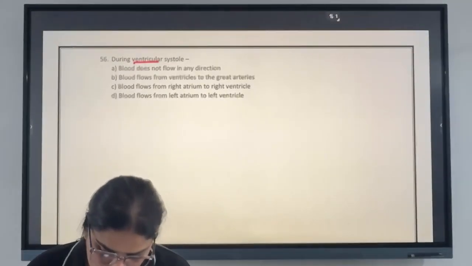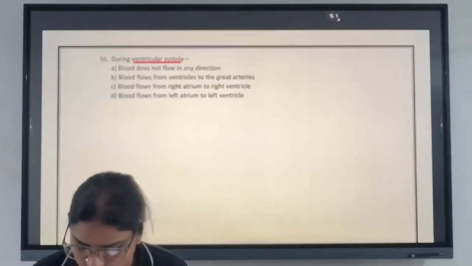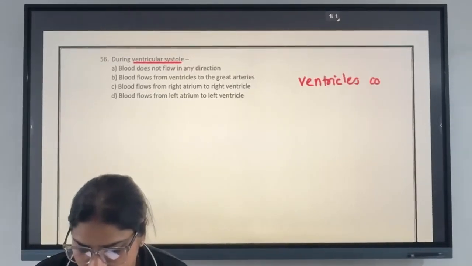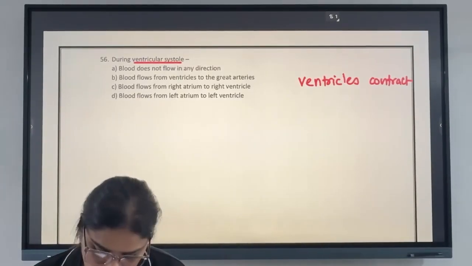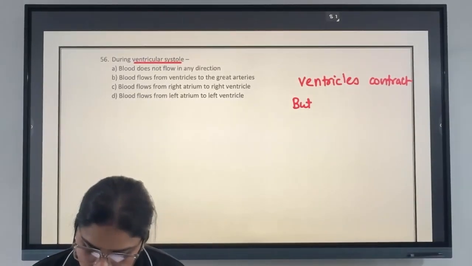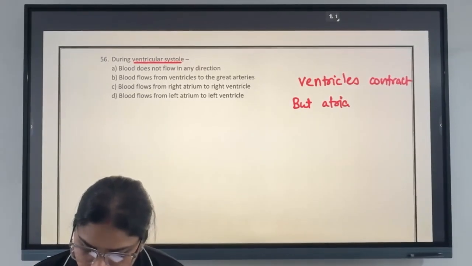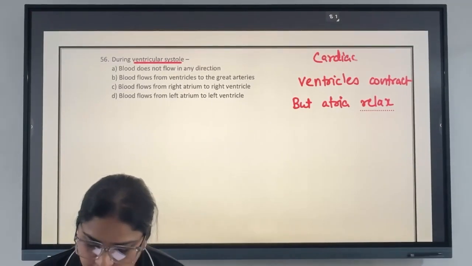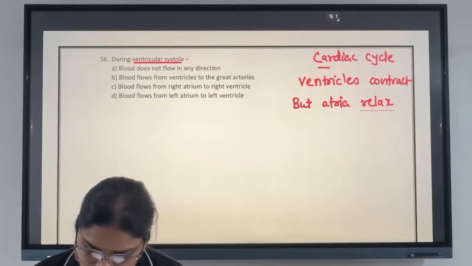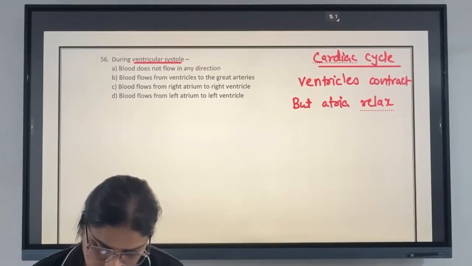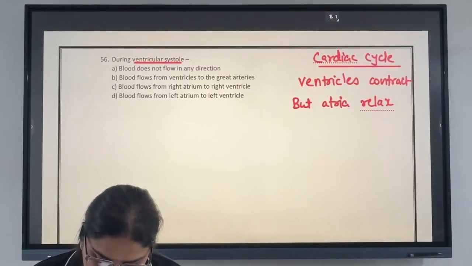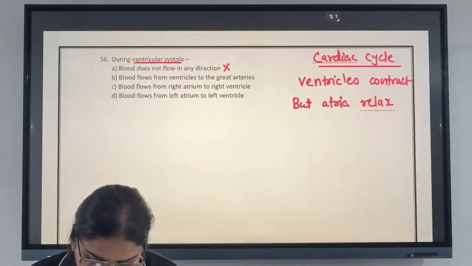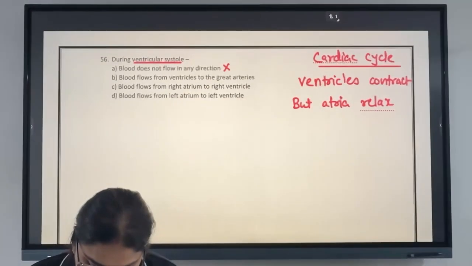During ventricular systole. What happens during ventricular systole, children? The name tells you what happens. Ventricles contract, but atria are relaxed. This is a concept taught to you in the topic cardiac cycle. Okay, blood does not flow in any direction. Wrong. Blood will flow from ventricles into the arteries. Blood flows from ventricle into great arteries. This is the right answer.